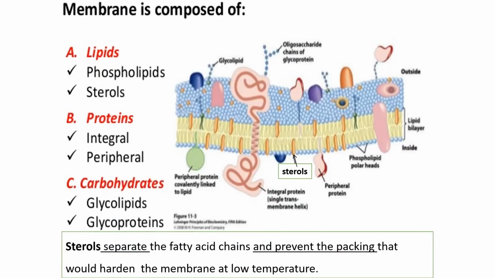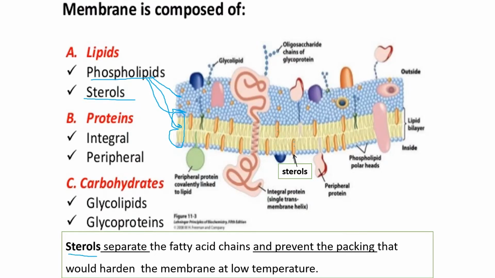So on this diagram, we can see the main components of the membrane. Again, these are two layers. This is the bilayer of phospholipids. As you can see, phospholipids are the main component of the membrane. This is the blue and yellow part. But we also have other lipids in here, such as sterols. Sterols are these orange molecules in here, and they have important functions.